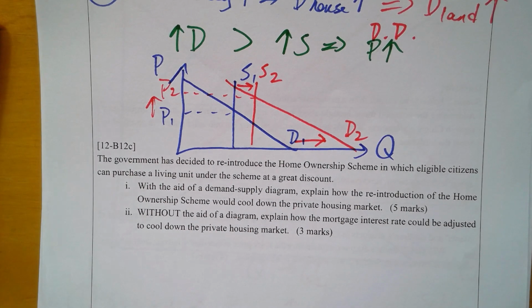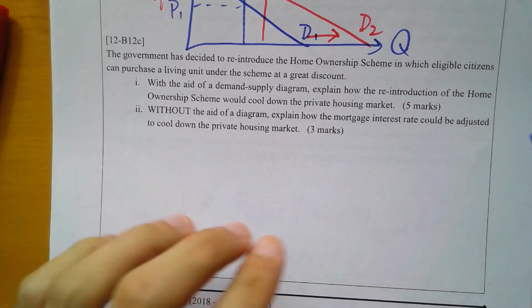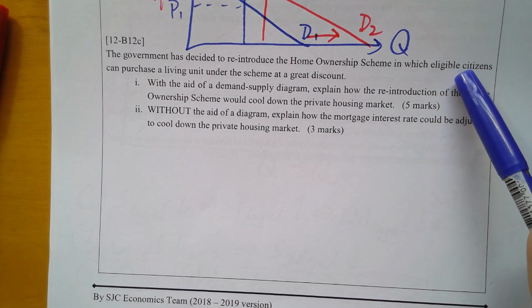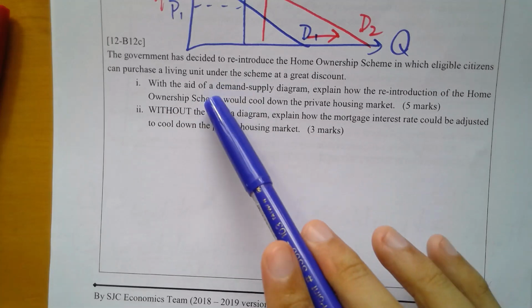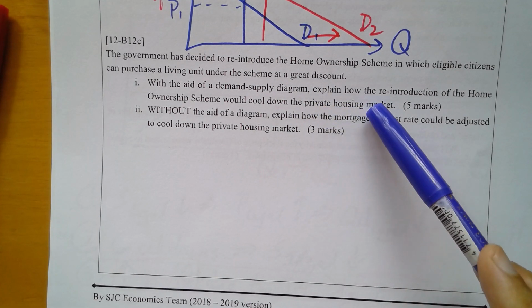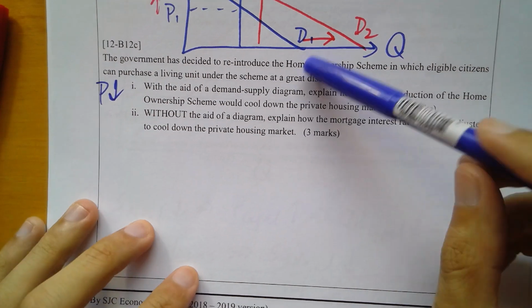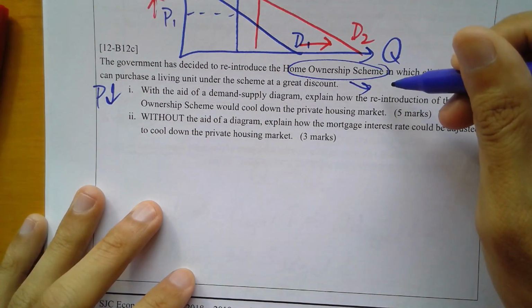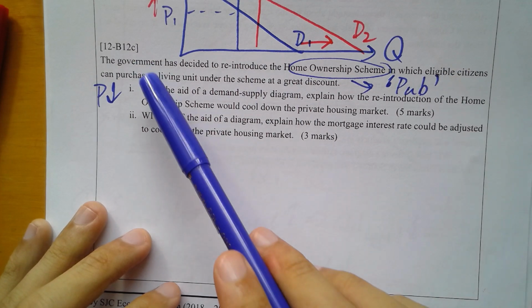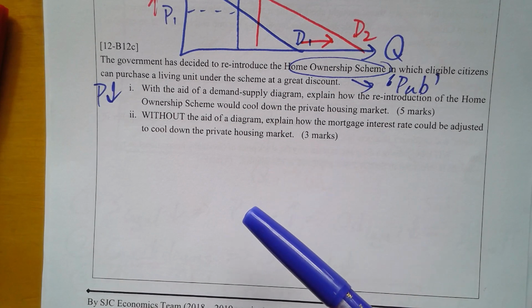Now, not too difficult. I think it's time to move on. Now, the government has decided to reintroduce home ownership scheme. 居者有其屋啊，OK? Under a great discount. 佢話啦，呢個啦 eligible citizen can purchase at a great discount. With the demand supply diagram, explain how reintroduction would cool down the private housing market. Now we need price to decrease. 係咪啊？Price of public. Now think of this home ownership scheme as kind of like public. 好嘛？Kind of like public housing. Alright. 好嘛？Now, if they can purchase at a great discount, 係嘛？Reintroduce.